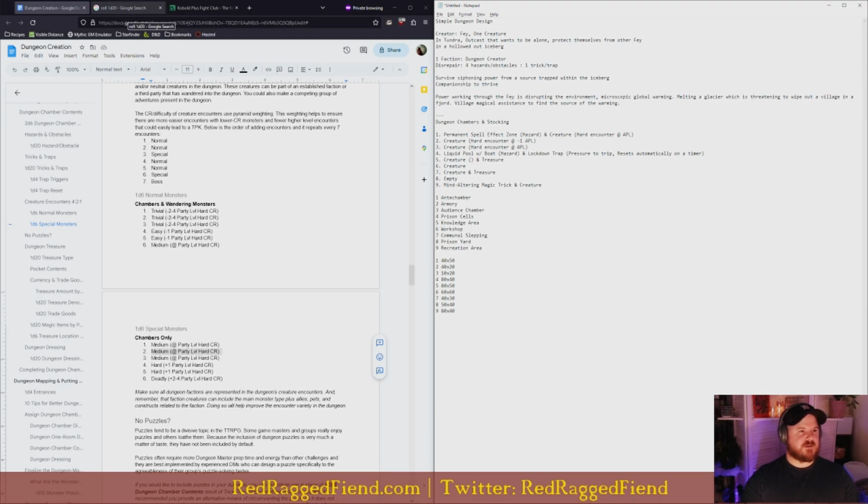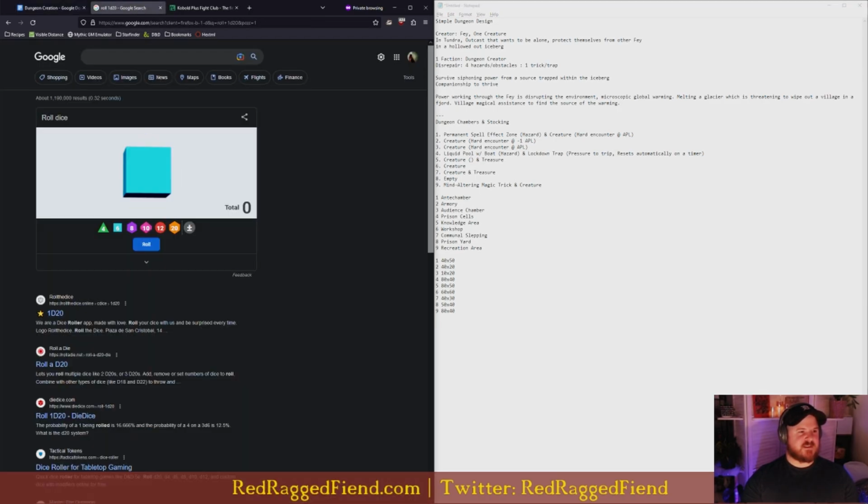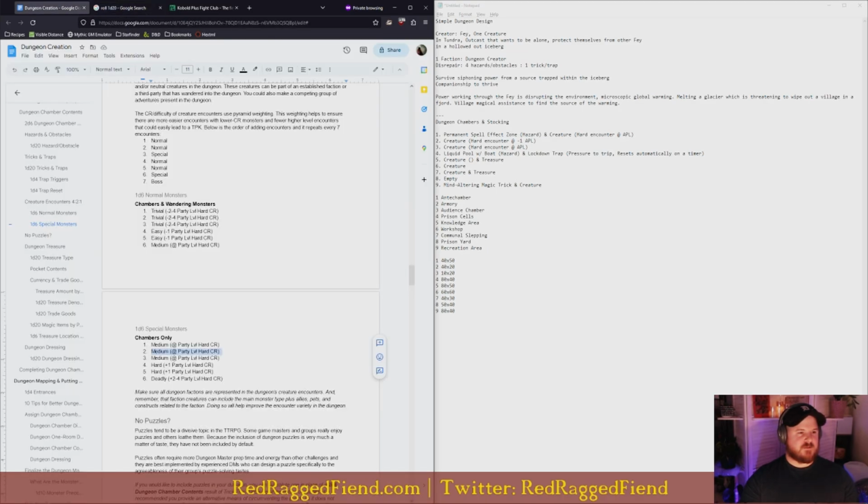And our creature. So this is another easy or normal encounter. So another 4. All right, so it's an easy encounter. I said it right the first time.